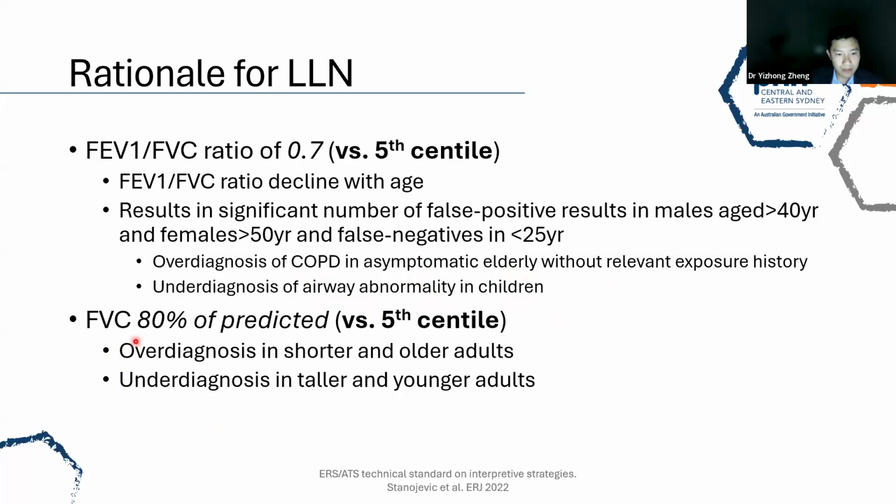The rationale for using the 5th centile versus 80% of predicted is that there was overdiagnosis in shorter and older adults and underdiagnosis in taller and younger adults.